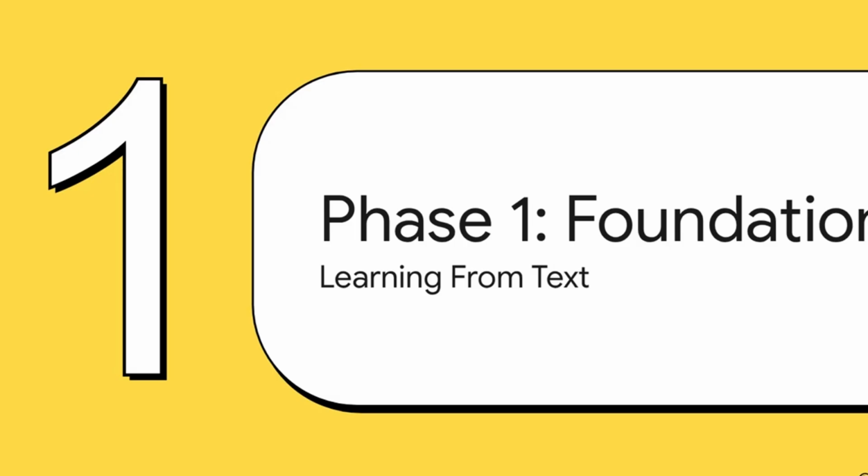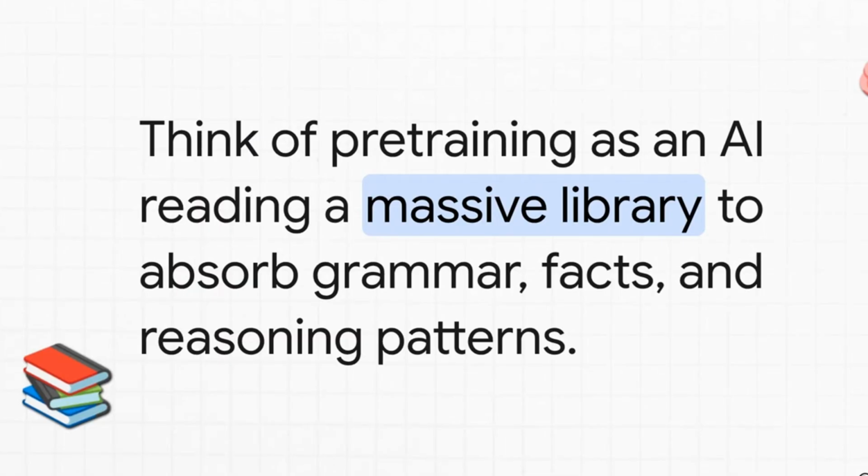All right, phase one, the foundation. This is ground zero. It all starts with learning from, well, a mind-boggling amount of text from all over the world. Probably the easiest way to picture this is to imagine giving an AI a key to a digital library that's just massive. I mean, bigger than any human could ever read in 100 lifetimes. And the goal here isn't to memorize every single book. Not at all. It's about absorbing all the patterns, the grammar, the facts, even the different ways we reason, to build this foundational model of how the world works.